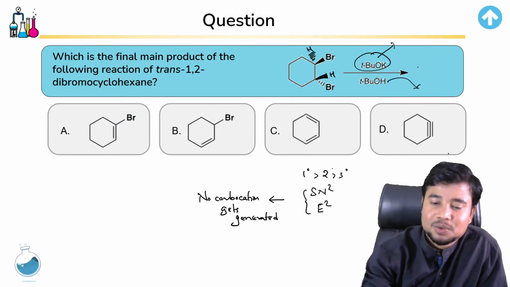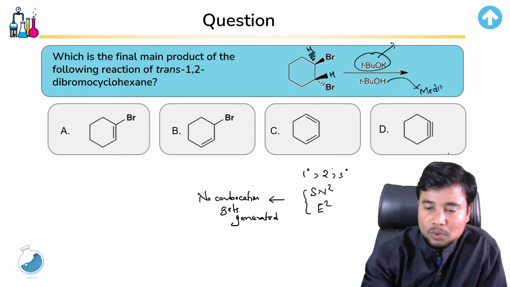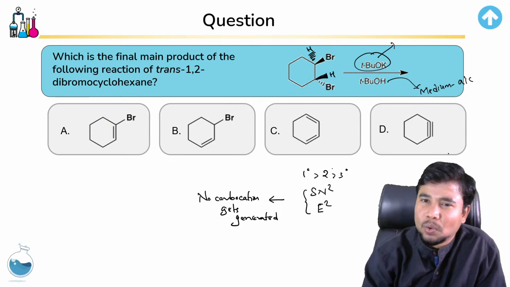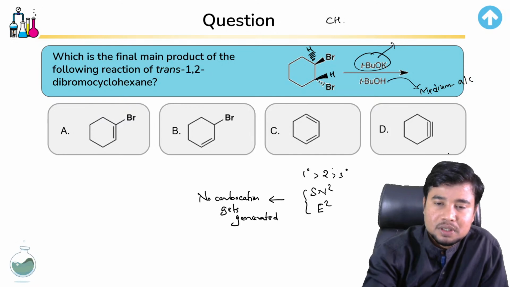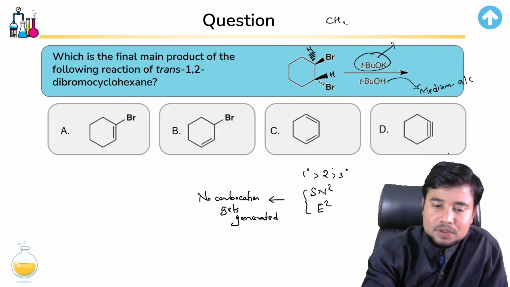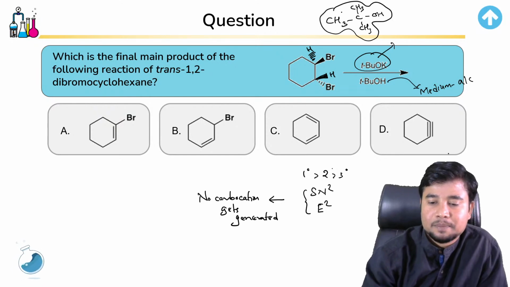So what we can understand here is that these 2 things are different. This is the medium, and the medium is alcoholic. The medium is again alcoholic. What is TBUOH? I hope many of you would already be knowing it. It's tertiary butoxide. So CH3, COH, CH3, CH3. This is tertiary butanol. That is the medium.